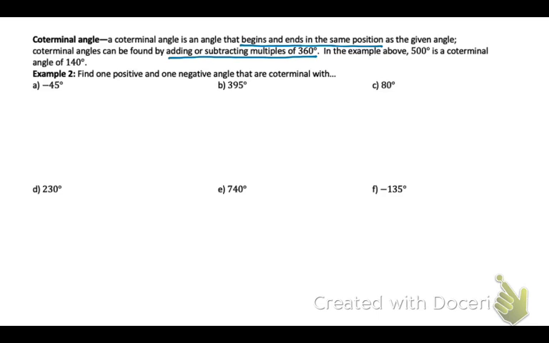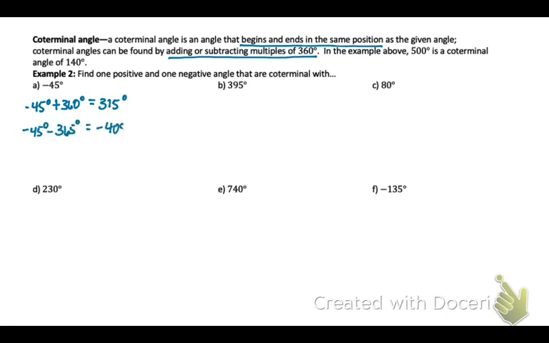An example is 500 degrees is a coterminal angle with 140 degrees. You just subtract 360. So we're going to find one positive and one negative angle that are coterminal with negative 45 degrees. It doesn't matter if you add or subtract, so let's add 360 degrees. So an angle that's positive, rotating positively, that begins and ends in the same place as negative 45 is positive 315 degrees.